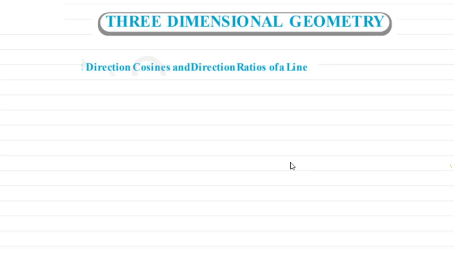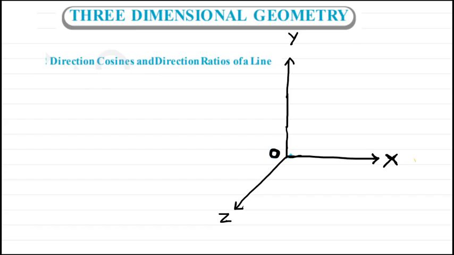Today we will see three-dimensional geometry and a few topics in that. So first is direction cosines and direction ratios. As the name says, we have three dimensions. So I have taken the x-axis, y-axis and z-axis. Now let's say we have a point P with coordinates x, y, z. P will obviously have these coordinates as it is lying in three-dimensional space.